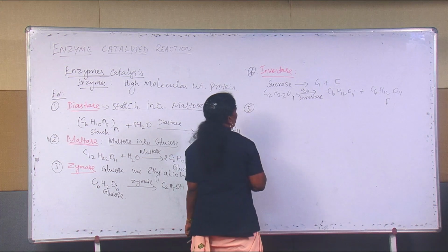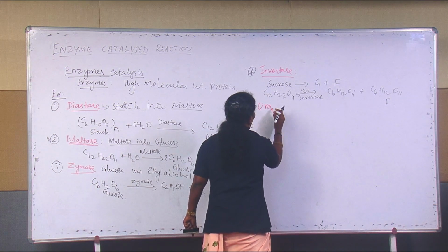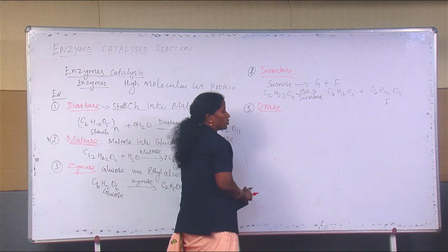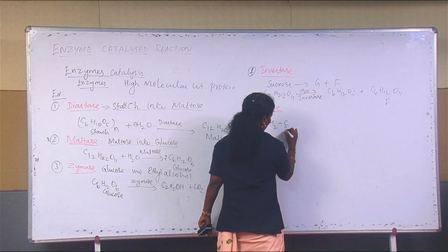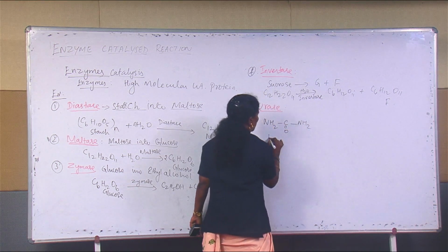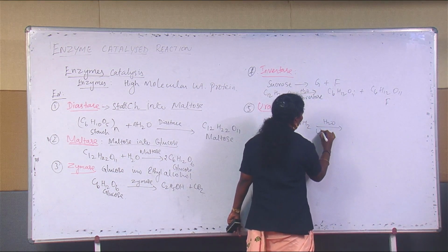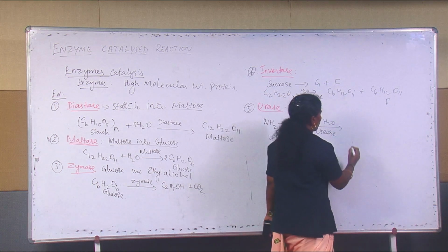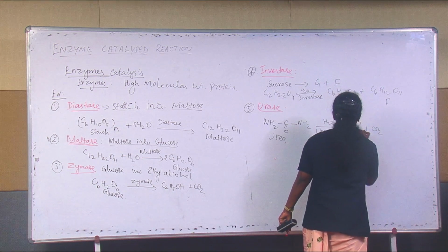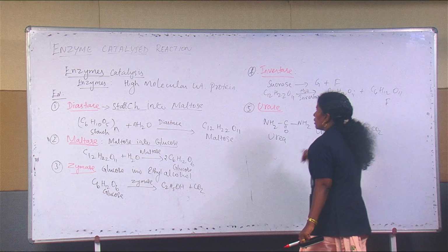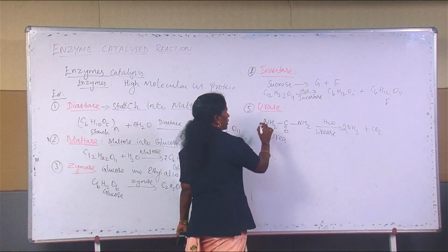The fifth example of enzyme catalyst reactions is the enzyme urease, used to hydrolyze urea, a diamide, NH2CONH2. That is the molecular formula of urea. Urea is hydrolyzed in the presence of urease to form ammonia and carbon dioxide, so 2 molecules of ammonia. So urea hydrolysis, in the presence of urease, gives ammonia and carbon dioxide.